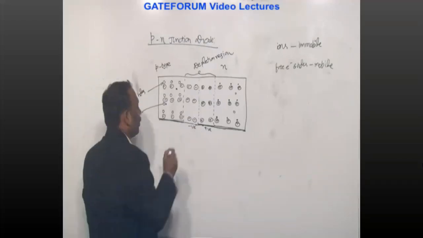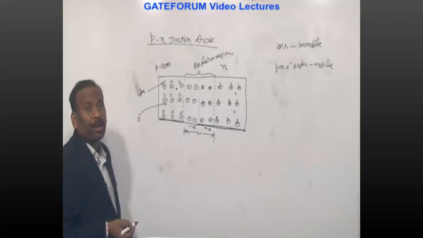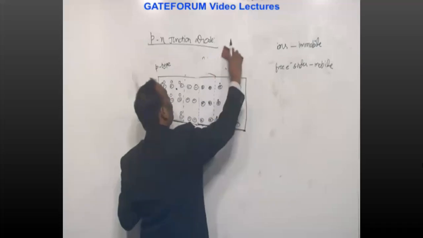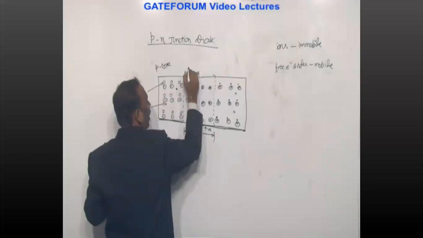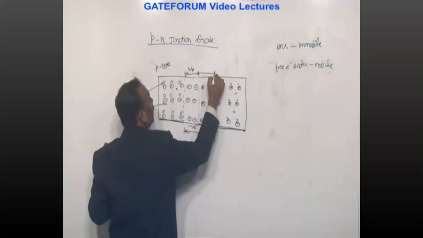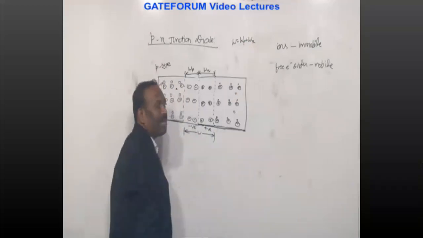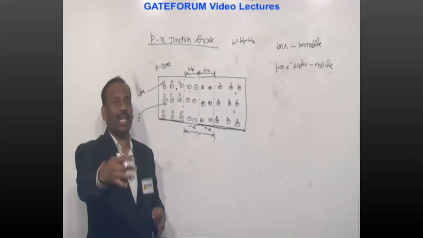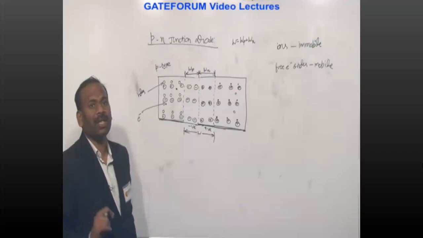And this is called the width of the depletion layer, and it is around 1 micron, 1 times 10 to the power minus 6 meters. This is called the width of the depletion layer in the p-type semiconductor. This is called the width of the depletion layer in the n-type semiconductor. Therefore, W equals the summation of the width of the depletion layer in p and in n. Whether WP and WN are similar or not, we'll see later. After completing this part, we'll see whether WP and WN are similar or depend on some other parameter. We'll see that afterwards.